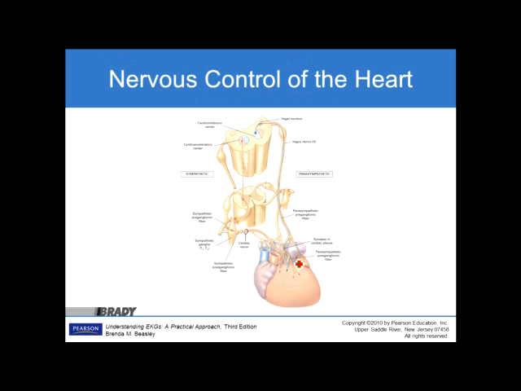Nervous system control is regulated by both the sympathetic and the parasympathetic. These things work like a teeter-totter. If one becomes dominant, the other one will eventually increase its tone to compensate for the other side, and vice versa.